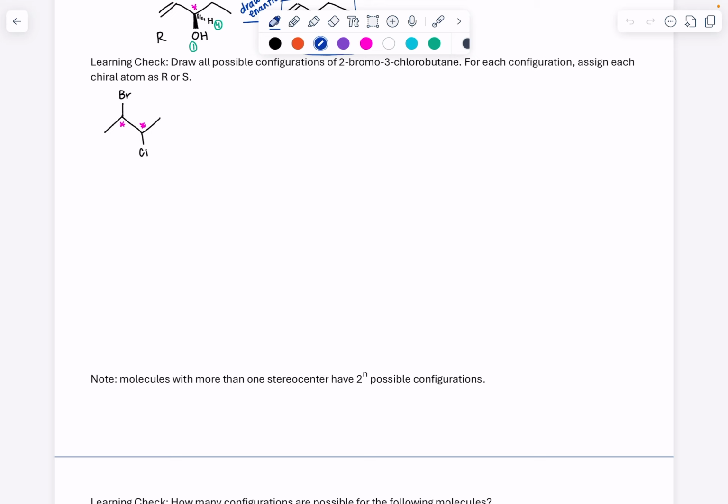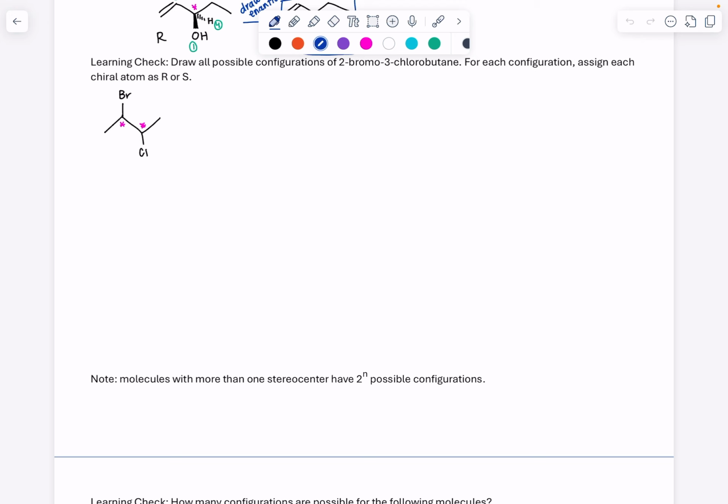Don't forget, each one has a hydrogen that is not drawn in. That is an implicit hydrogen. I will draw them in when we draw the configurations with wedges and dashes, although they are still not needed in those representations either. Okay, so that's the connectivity of the molecule. We've identified where chiral atoms are.